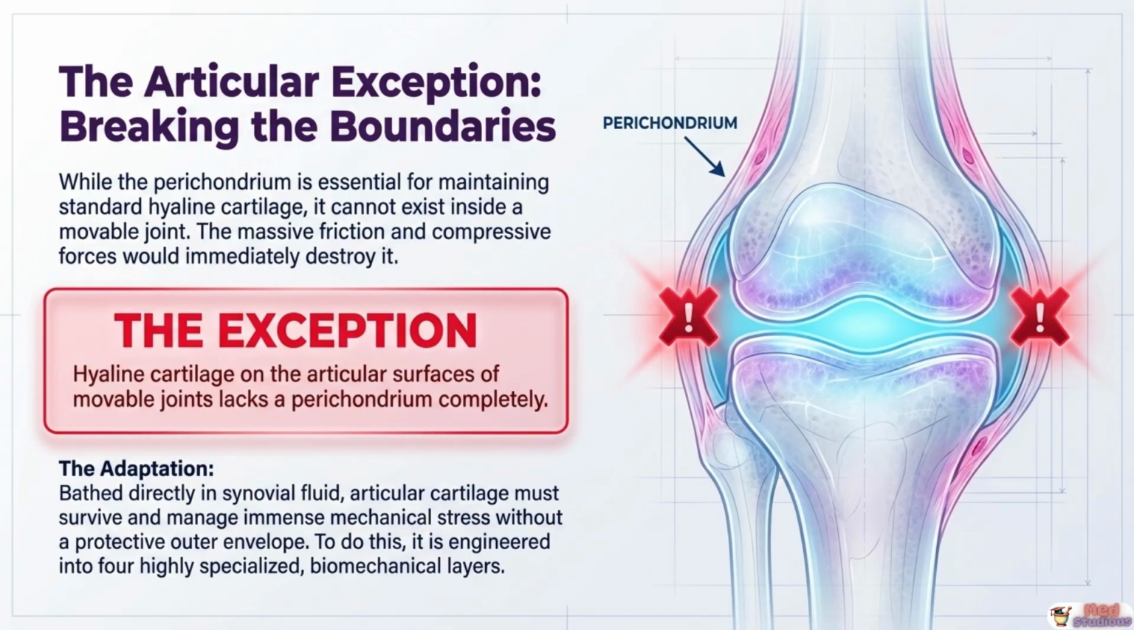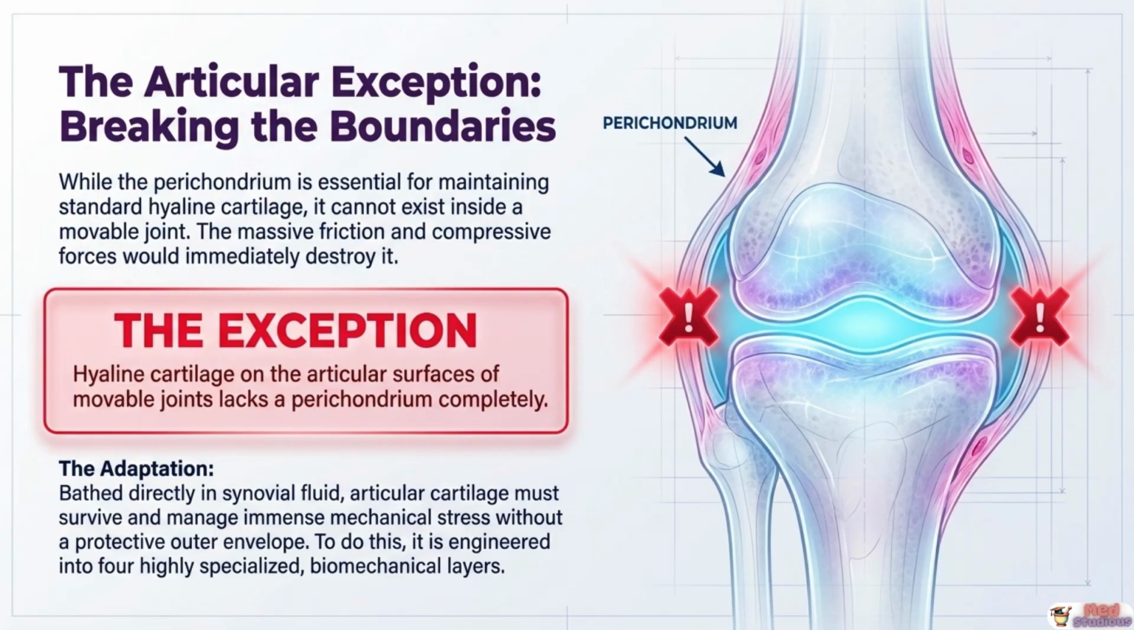Instead, articular cartilage has evolved a remarkable adaptation. Without a perichondrium, it is directly bathed in synovial fluid, which provides lubrication and also serves as the diffusion medium for nutrient delivery into the avascular cartilage. But to survive and function under extreme, repetitive mechanical stress without any outer protective envelope, articular cartilage has been engineered into 4 highly specialized biomechanical layers, a zonal architecture of extraordinary sophistication that we will examine in detail in the next slide.